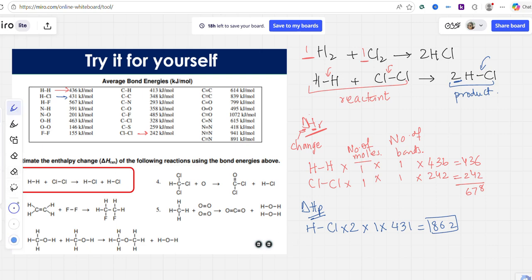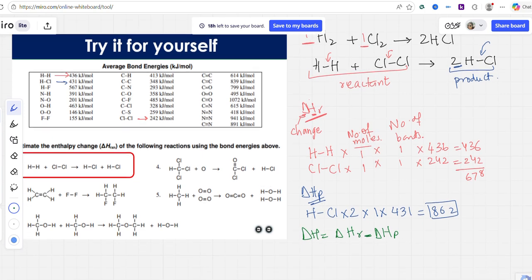Now comes the final thing. How do we write the final thing? That is delta H. How do we calculate that? You need to understand this formula and you need to memorize it: delta HR minus delta HP. Now maybe in the exam you will forget whether the minus sign was with R or P. So do not just cram it up, try to understand the reason behind it, why we have a plus sign here and why we have a minus sign here.